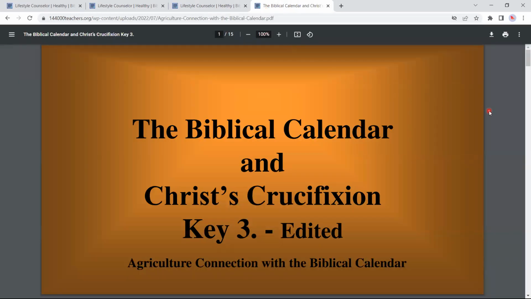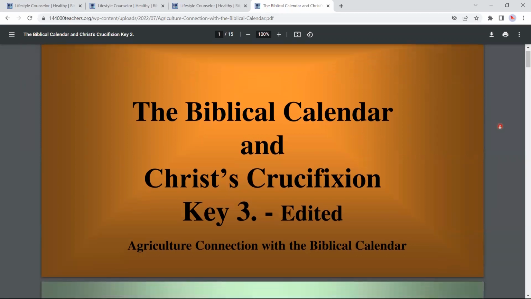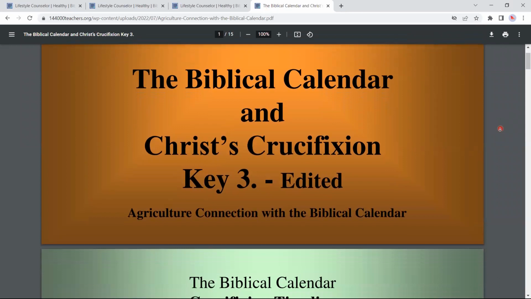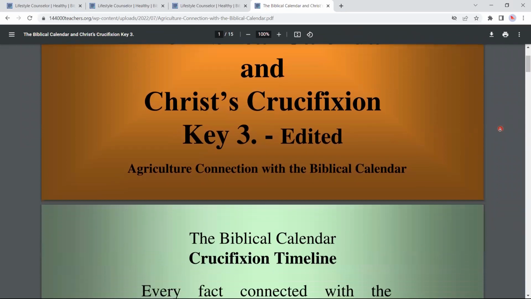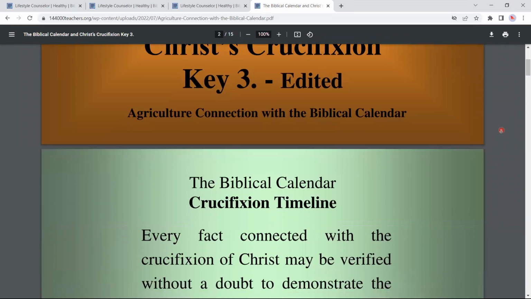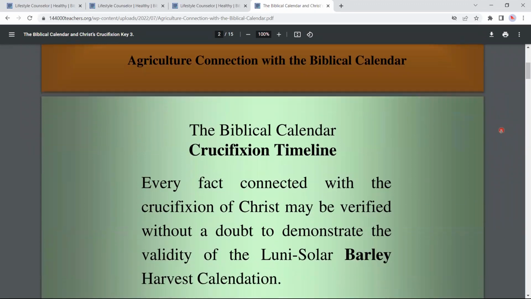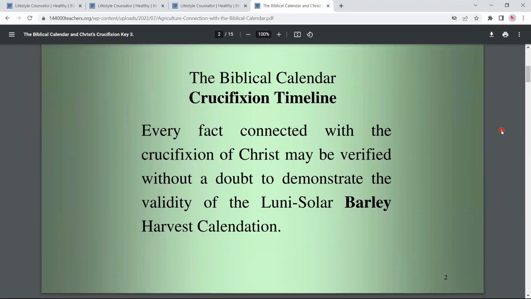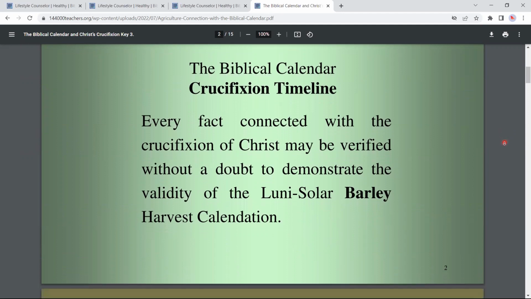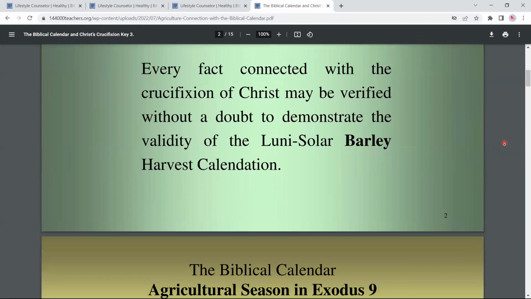The biblical calendar and Christ's crucifixion. Key number 3: agriculture connection with the biblical calendar. The biblical calendar crucifixion timeline. Every fact connected with the crucifixion of Christ may be verified without a doubt to demonstrate the validity of the Luni-Solar barley harvest calendation.